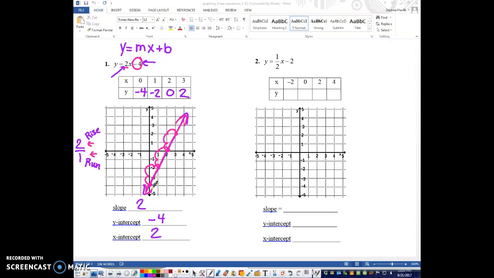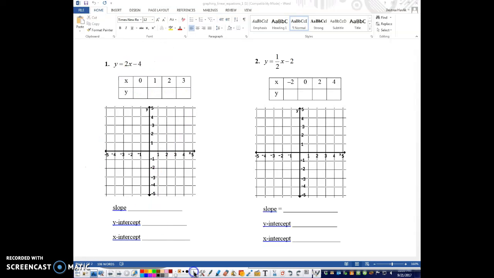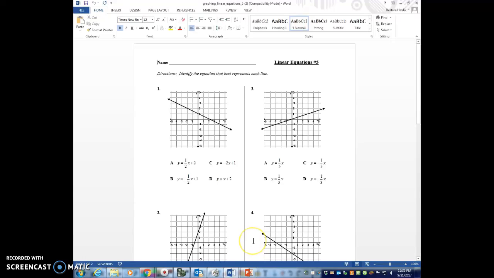Okay, so on this entire worksheet, you need to fill out all of this information. Now, on the back side, you have these problems. Directions: identify the equation that best represents each line. I'm actually not going to do any of these for you. You can do these all on your own. I would type these into y equals and see which one matches. Or, actually, I will. I'll do number 1 with you.